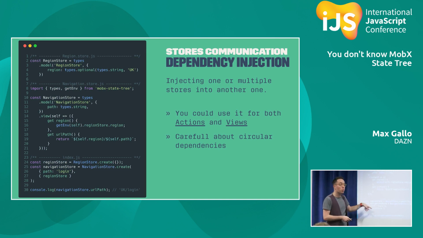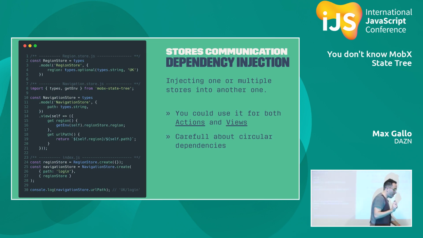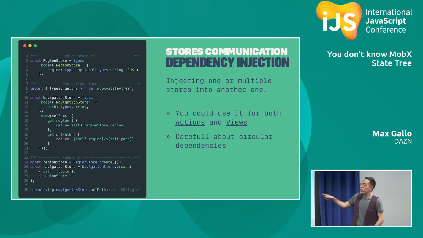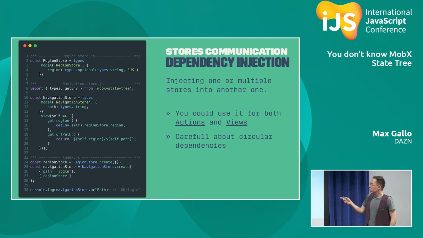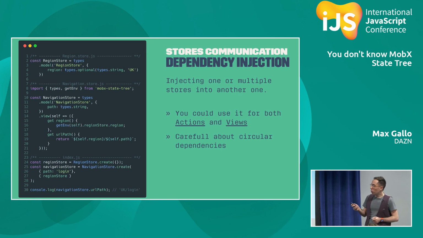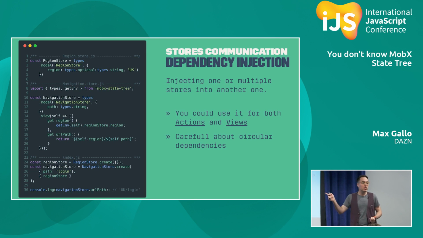because I'm explicitly saying, in order to work, you need an object named region store, which has this shape, which has this feature. I showed you the example using views, so using computed properties, but you could use actions as well. It works exactly in the same way. With this configuration, you need to be careful about circular dependencies, because when you have store A that injects store B, you may have store B then inject store A. Nothing that a function can't solve, but you need to be aware of that.